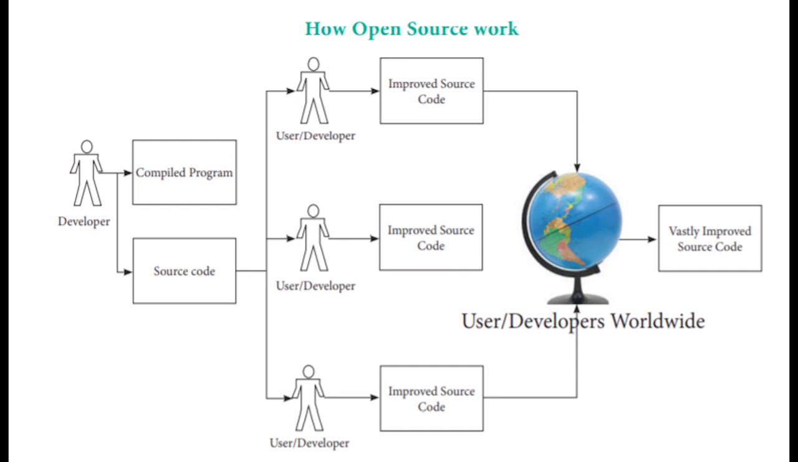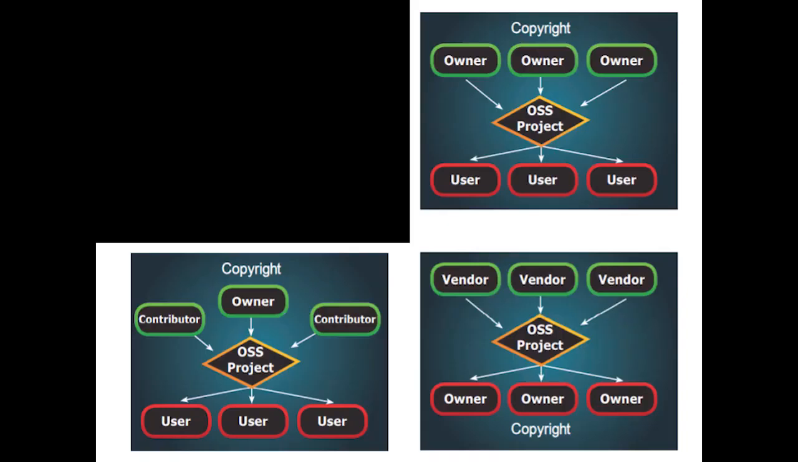And there we have some more blocks about contributor and owner. First, the owner will have the copyright, right? So here the owner has the copyright, and the contributor and the owner will be working for the OSS, open source software project, and it will be distributed to the user, right?